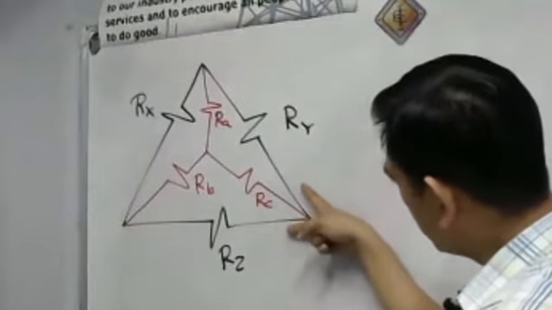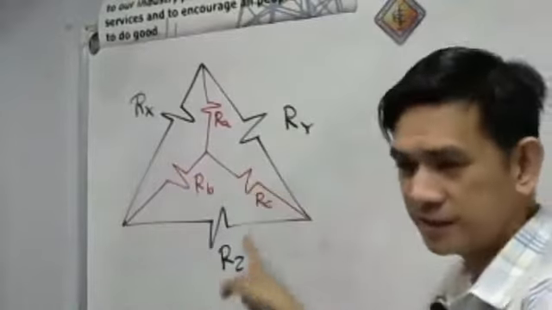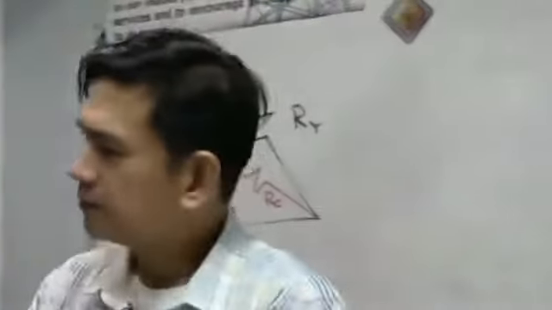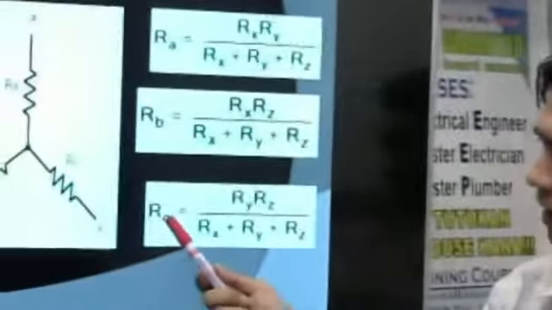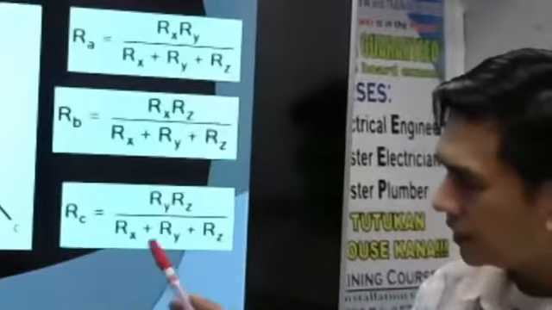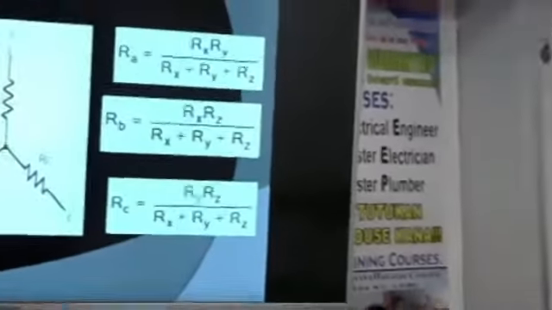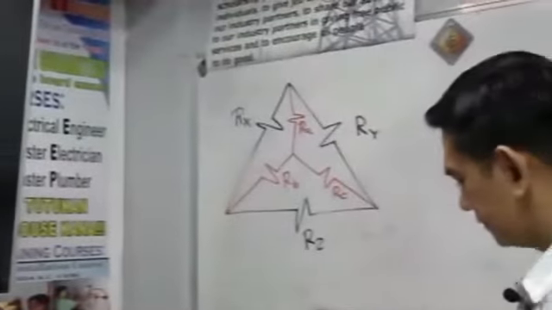So, our RC is equal to Ry times Rz all over the sum of the three resistors. That's why in our PowerPoint, we have this: our RC is Ry times Rz divided by Rx plus Ry plus Rz. Okay? Then, let us have this principle.